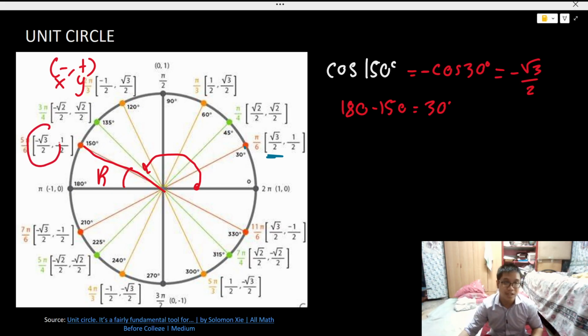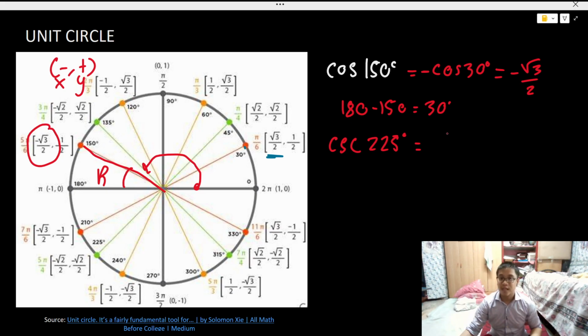So that makes sense. See? Negative square root of 3 all over 2. Let's try another trigonometric function. Cosecant of, let's just say, 225 degrees.